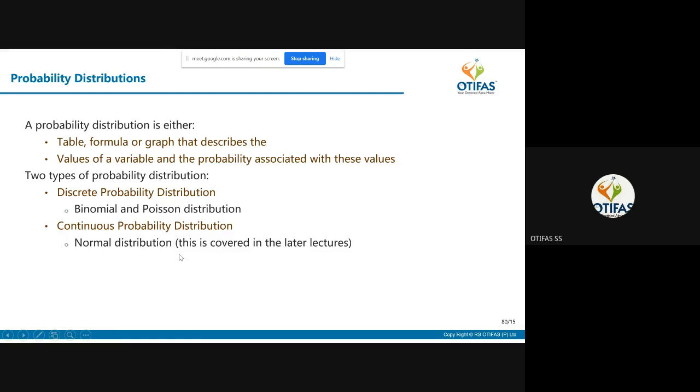The normal distribution we'll cover. Binomial, Poisson, everything will be covered in detail in green and black belt.